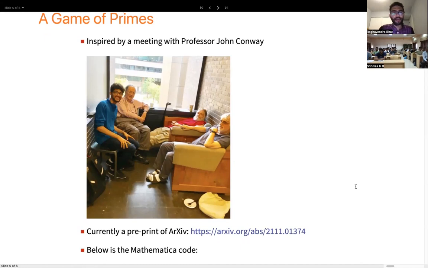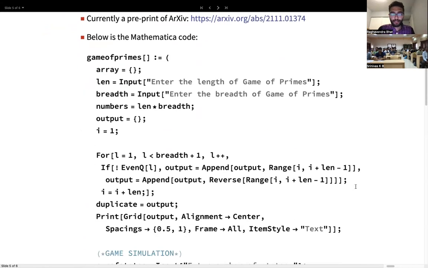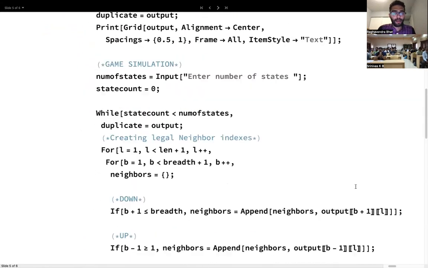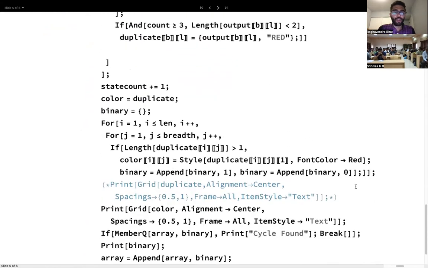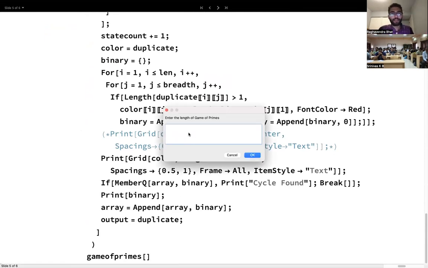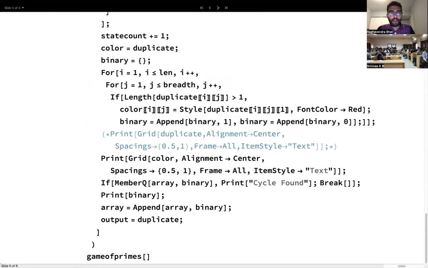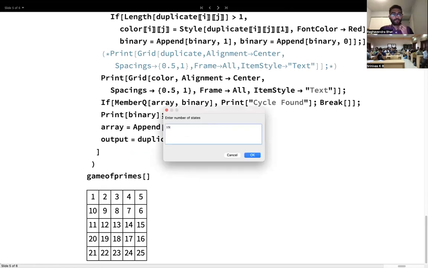And recently, I was able to write a code on Mathematica to actually run this beautiful simulation. This code may be a little too long to get into, so we'll just run it, and I will explain to you what exactly happens. So I made a function called game of primes, and then I just run it, and it will ask me what should be the length of the game of primes. And once it runs, I will explain to you in detail what it is doing.